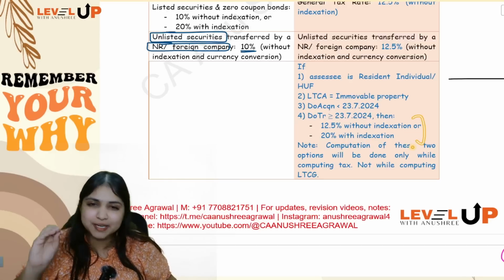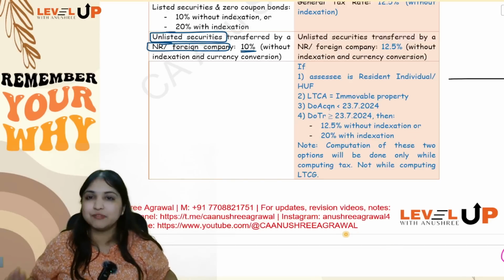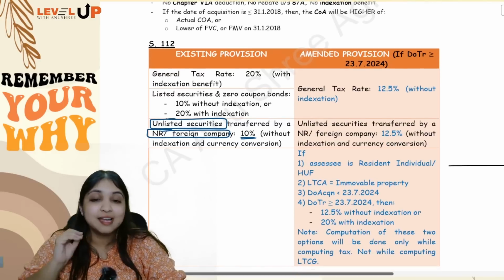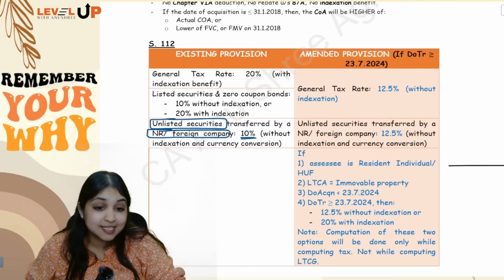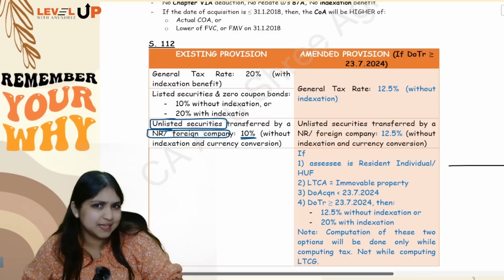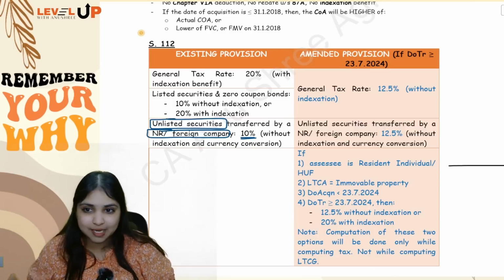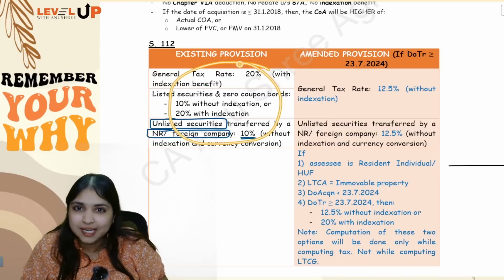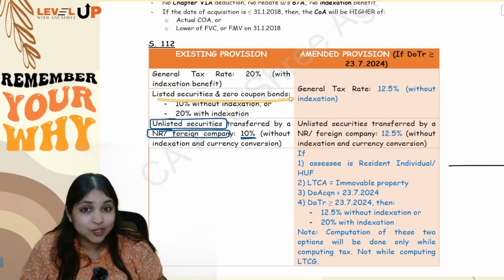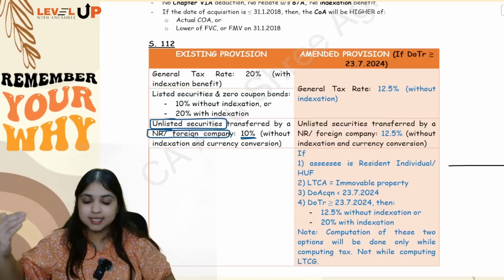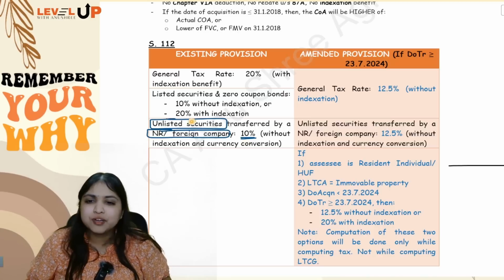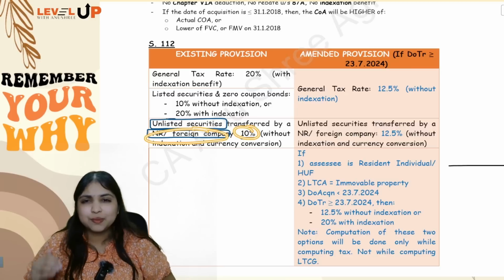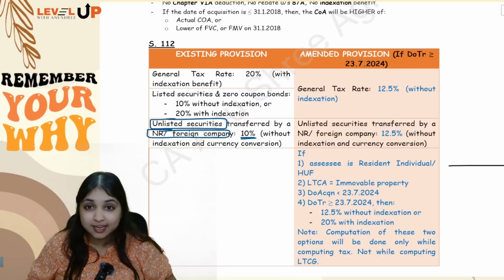Implication of this I will explain to you with the help of an example. Step by step we will go. So, I'll repeat section 112 again. Section 112, the provision is simple. Basically, if 112A is not applicable, then only we come to 112, guys. Earlier, the tax rate was 20%. For listed securities and zero coupon bonds, 10% without indexation, 20% with indexation. For unlisted securities transferred by non-residents or foreign companies, it was 10% without indexation and without currency conversion.